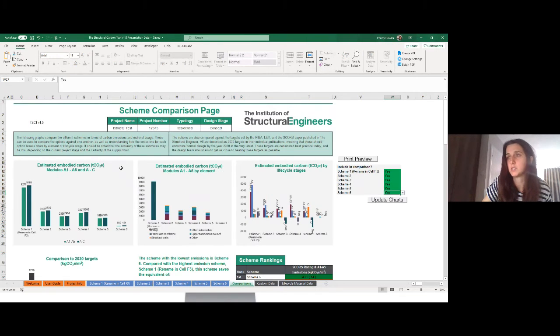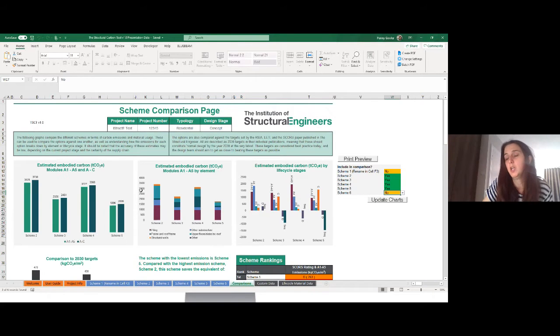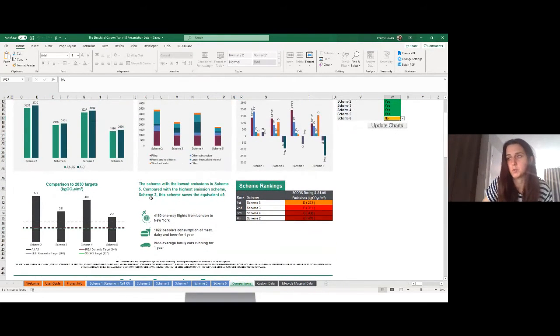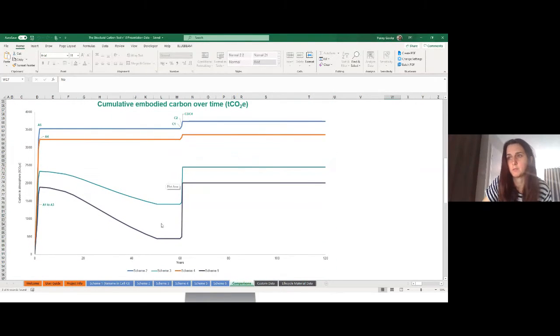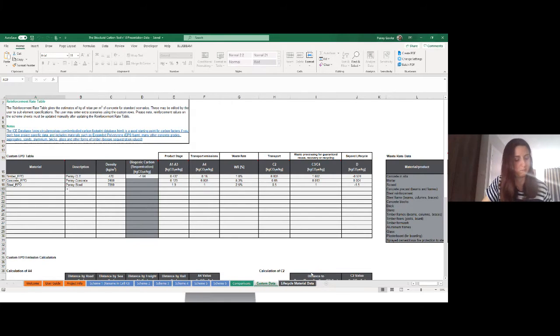Then you can switch to the scheme comparison page, and here you can select which schemes you want to compare. So we don't want to compare that first one because it's just rubbish data. You can just hit update charts and it will update those charts for you, and you can then use those in reports or however you want to. And then the cumulative embodied carbon over time chart is shown below. The grey ones are the advanced options.